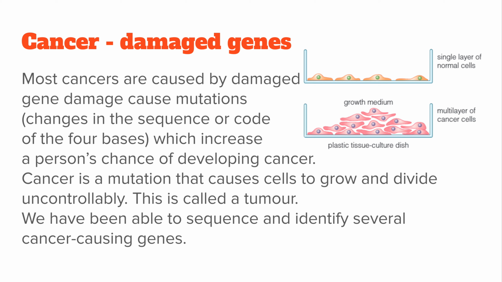Cells normally only divide at very specific times, and they actually communicate with each other to make sure they don't force each other out. But when they divide and grow uncontrollably, they create a cellular mass that we call a tumor. And we have been able to identify some of the very common cancer-causing genes.